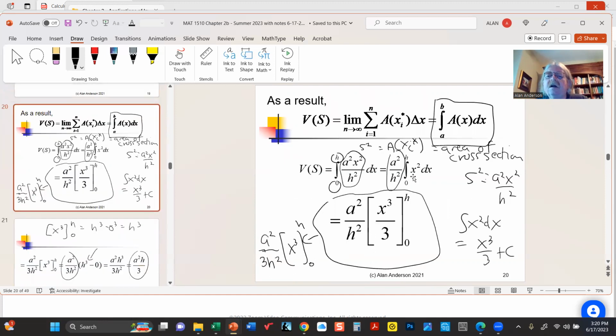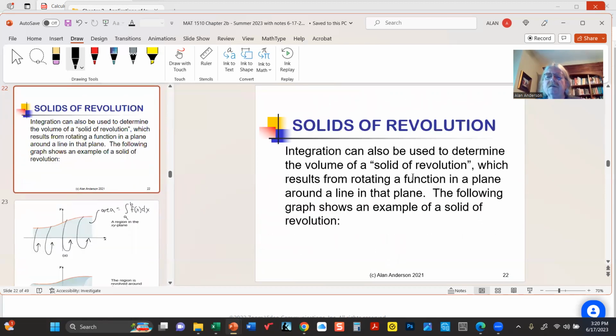Okay, now we're going to try something a little different. We're still going to be looking for volumes, but this is a little bit different because we're not taking standard shapes like pyramids, for example. We're creating different types of solids by rotating a function around either the horizontal or the vertical axis. So what do I mean by that?